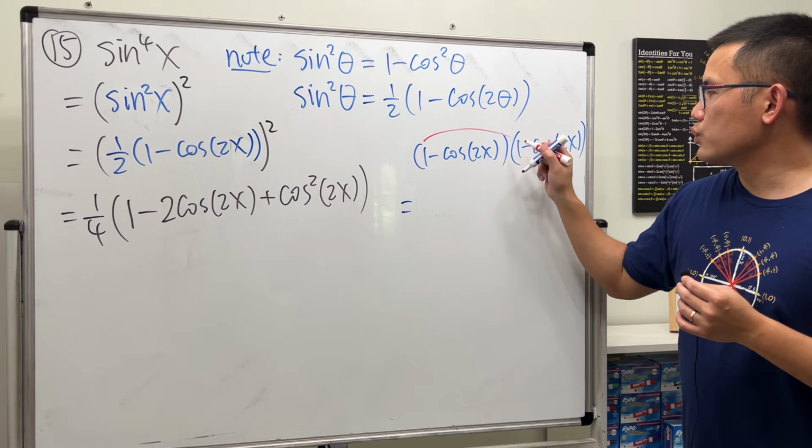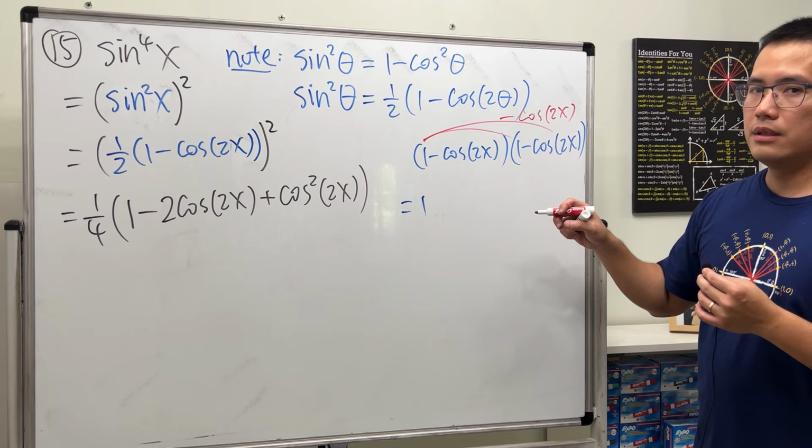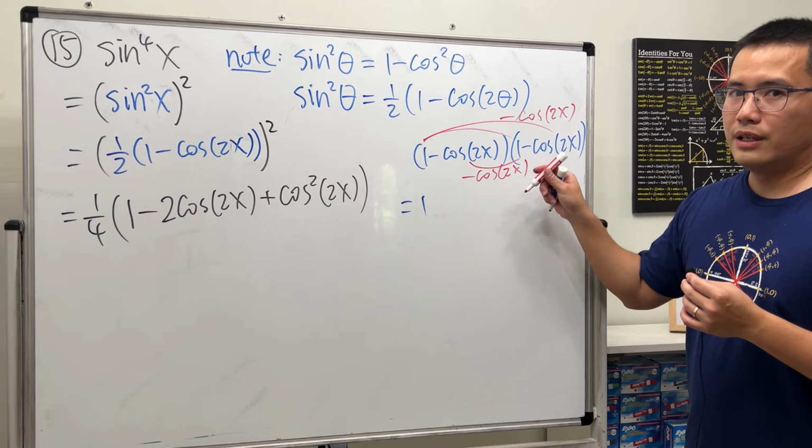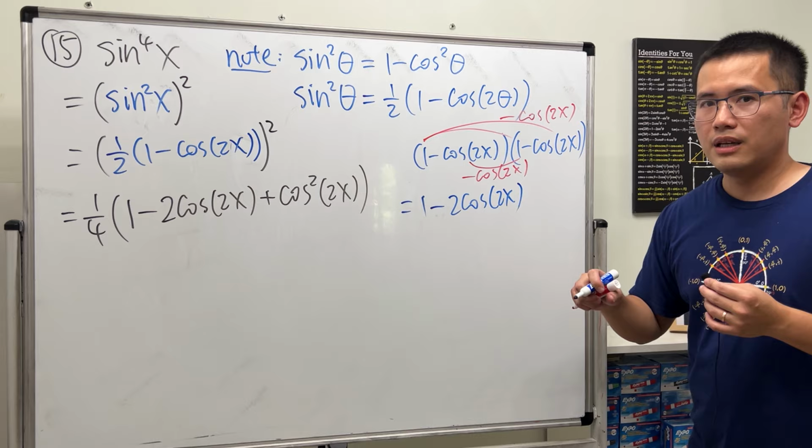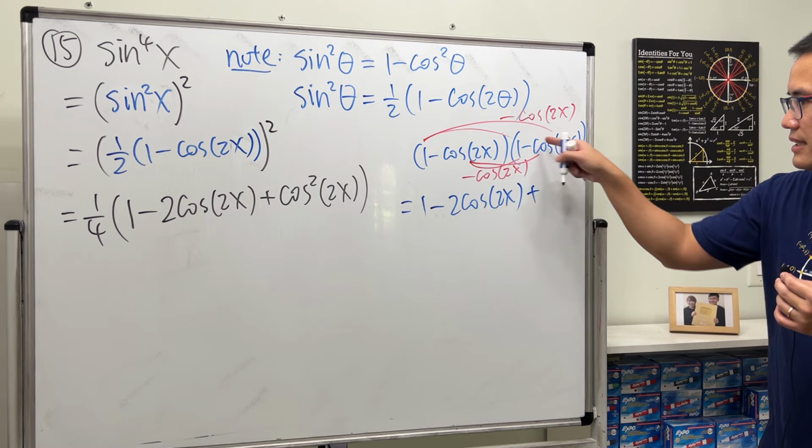And then 1 times this is minus cosine of 2x. But we have another one here. So minus cosine of 2x. Together, we get minus 2 cosine of 2x. Lastly, this times that, negative negative becomes positive. And then this and that, we have cosine squared 2x. And that's what we have.